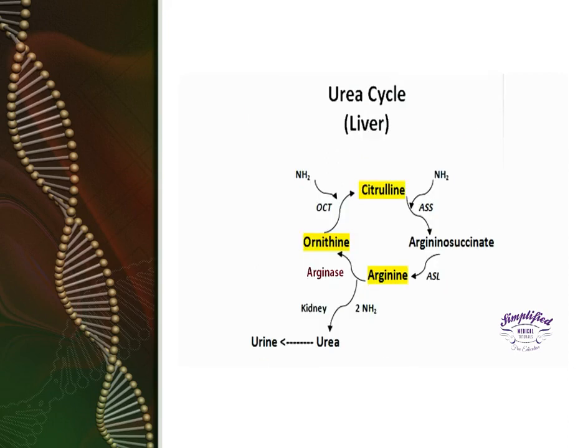This last step occurs almost exclusively in the liver because the enzyme arginase is present primarily in the liver. So whereas other tissues such as the kidney can synthesize arginine by these reactions, only the liver can cleave the arginine and thereby synthesize urea.